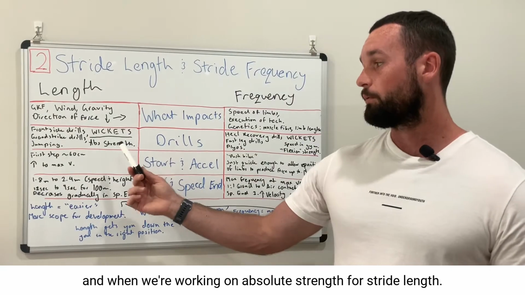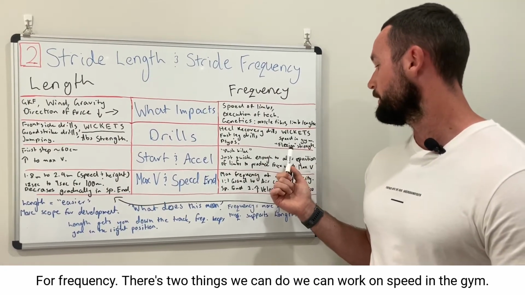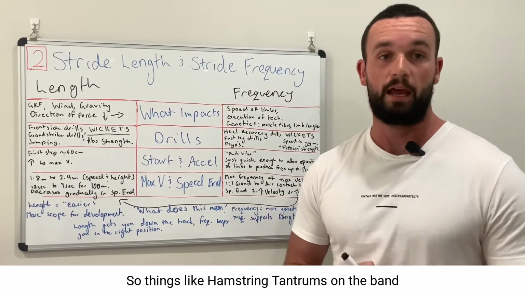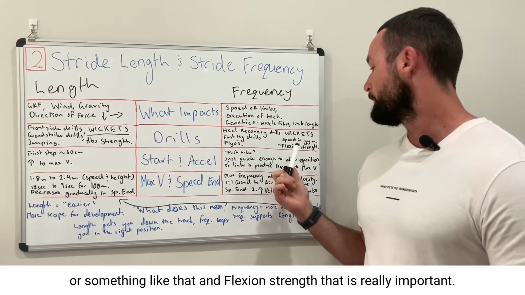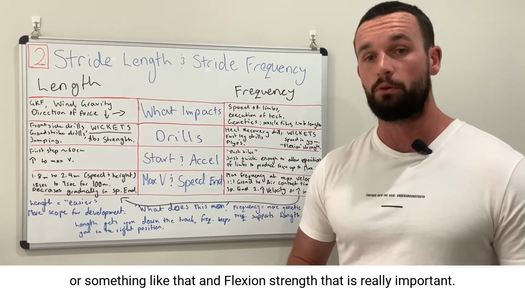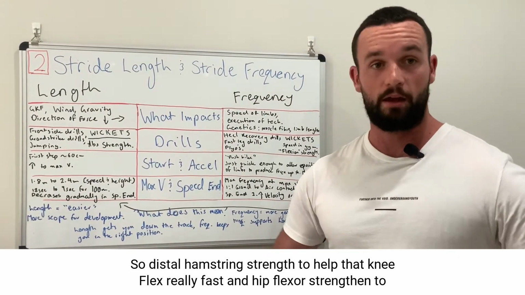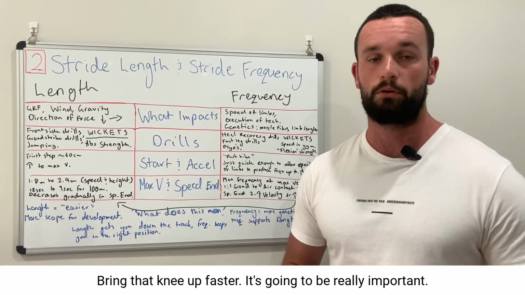And when we're working on absolute strength for stride length and for frequency, there are two things we can do. We can work on speed in the gym, so things like hamstring tantrums on the band, and even flexion strength. That is really important. So distal hamstring strength to help that knee flex really fast, and hip flexor strength to bring that knee up faster is going to be really important, okay?